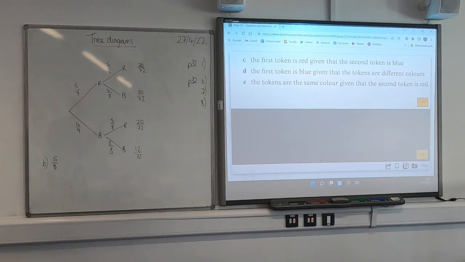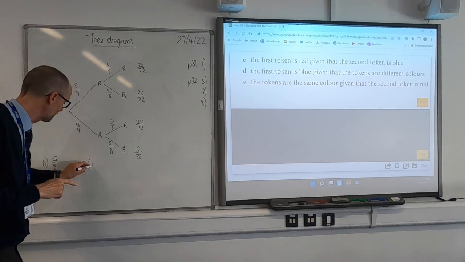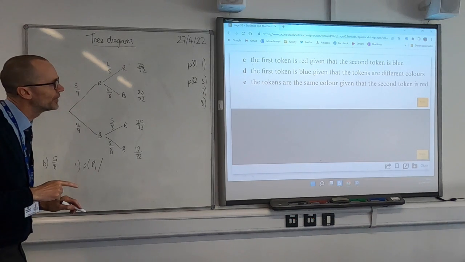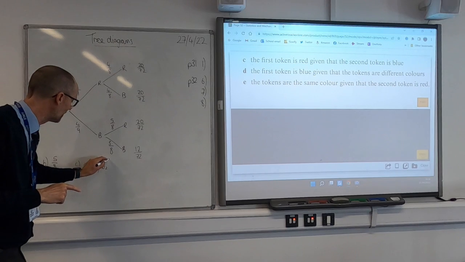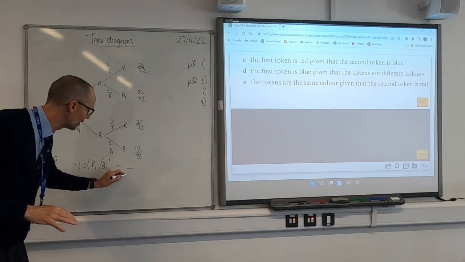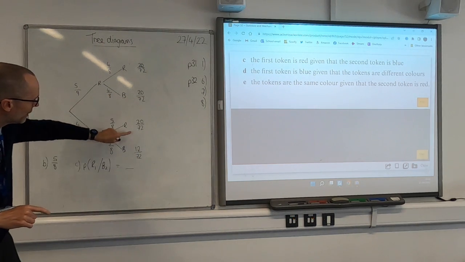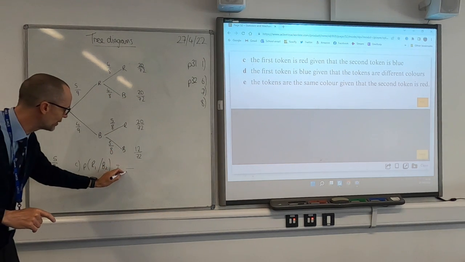So for example, part C, our tree diagram doesn't help us because it's the wrong way round. So we want the probability that the first token is red, given that the second token is blue. It helps me to write it in that form to remind me about my whole numerator denominator. Second token is blue, that's that and that. So that's 32 out of 72.